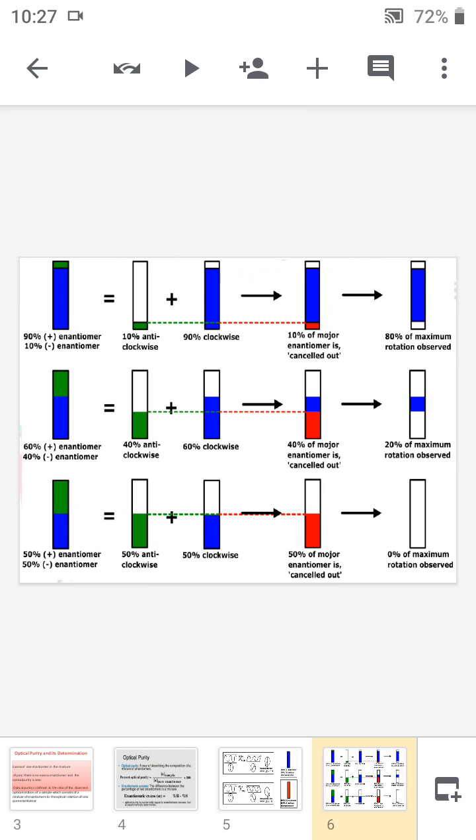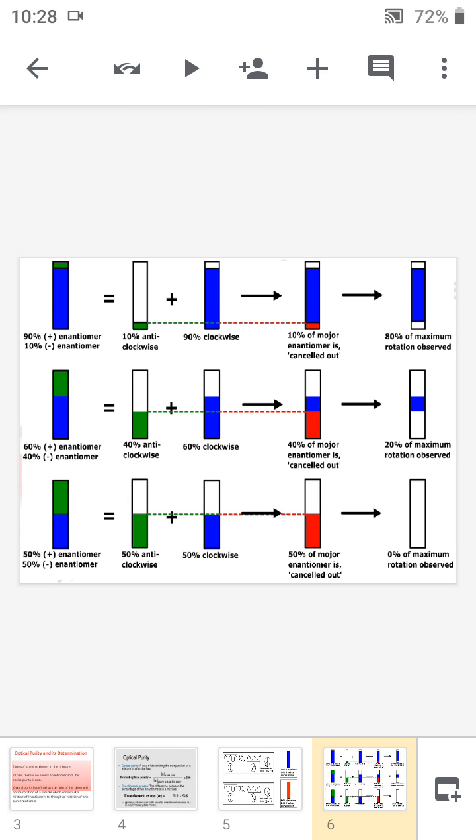The next example is a mixture which contains 60% plus enantiomer and 40% minus enantiomer. What is the enantiomeric excess? EE is equal to 60% R minus 40% S. So 60 minus 40, we get 20. This is the representation of this calculation. With 40% anti-clockwise and 60% clockwise, if we mix together, the 40% of the anti-clockwise enantiomeric compound is compensated by the remaining 40% of the clockwise, shown by the red color bar in the cuvette, and we can see the excess enantiomer shown in blue color. So that is only 20%.